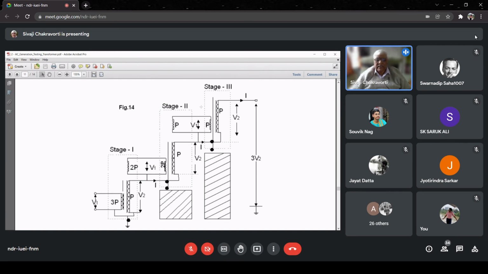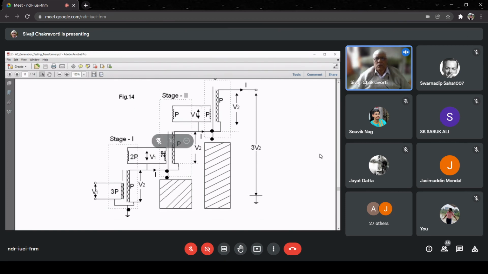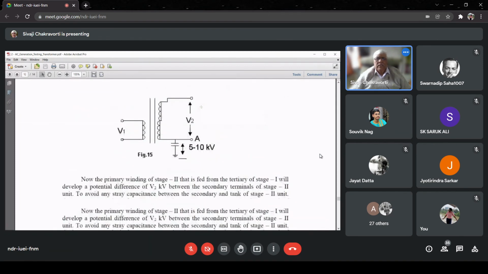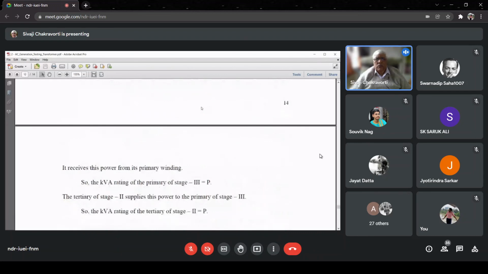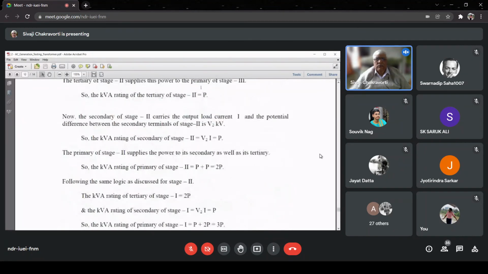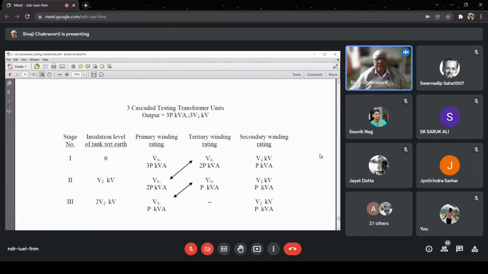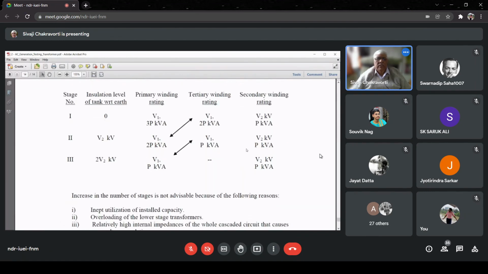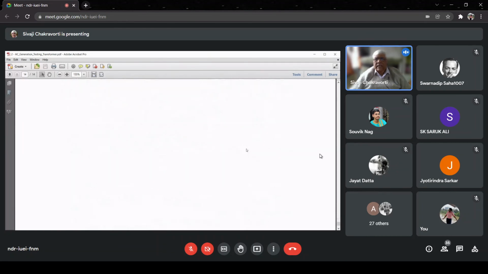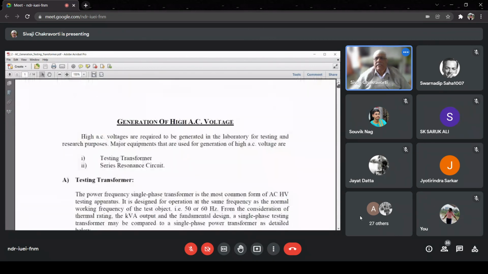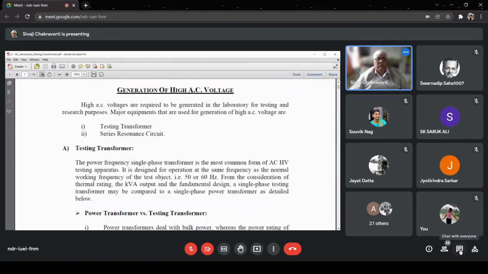So these are the points that we must know as the technical details. So it is shown here. The entire calculation is given here, everything in tabular form. If you go through it, I am pretty sure that you will be able to understand. So that actually completes the discussion on the testing transformer.